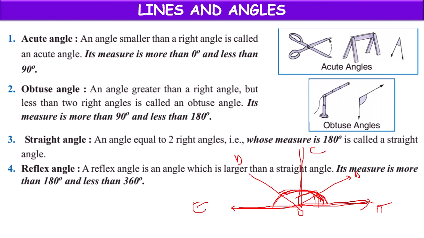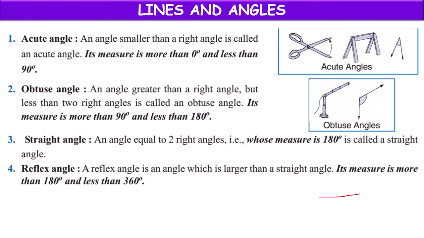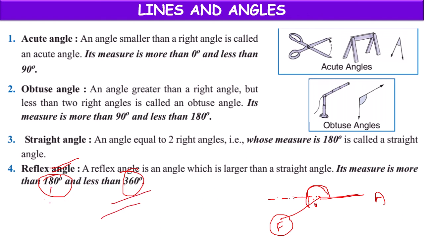If the measurement is more than straight angle, like this F, this is OA and this is OF. The angle formed at O is more than the straight angle. So that angle is called reflex angle, whose measurement is more than 180 degrees and less than 360 degrees. Or lies between 180 and 360, that angle is called reflex angle.